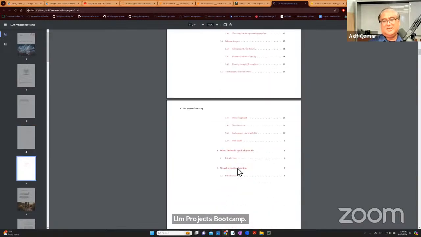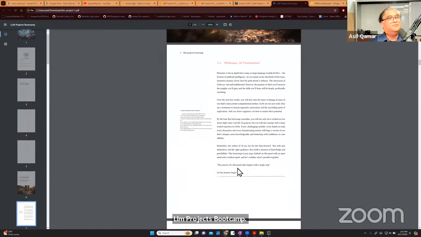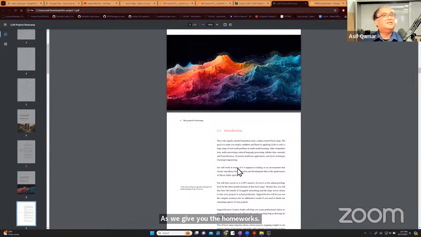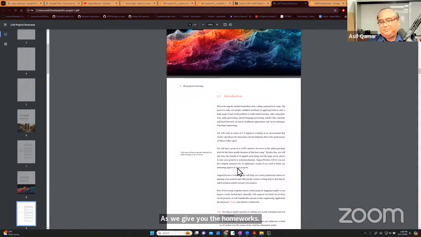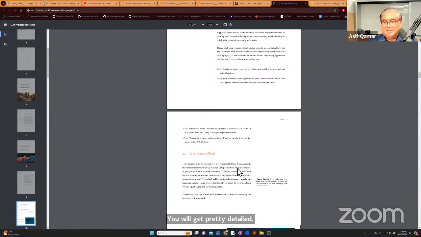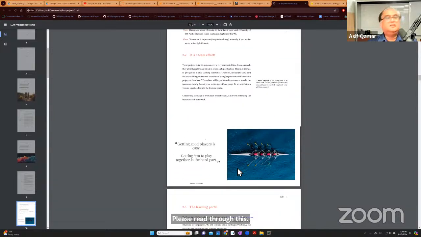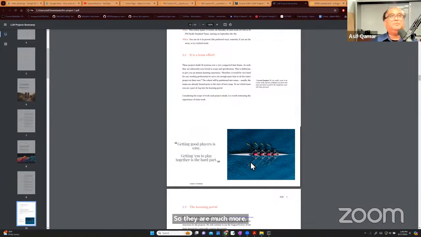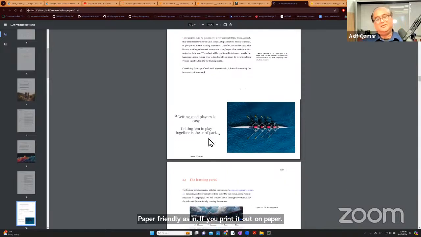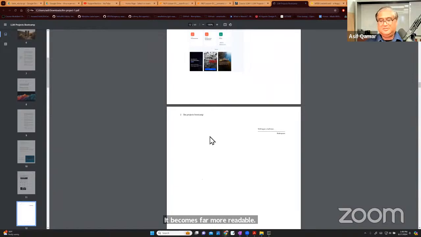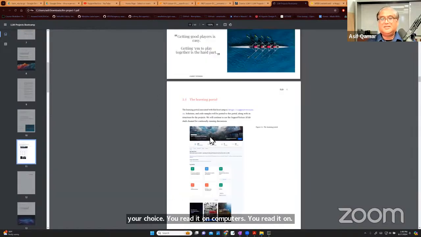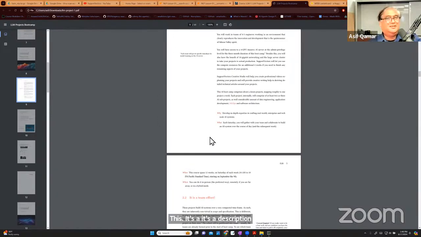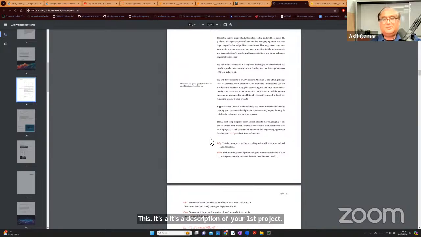And you will notice that as we give you the homeworks, you will get pretty detailed instructions. Please read through this. Obviously, the documents that I tend to write, I'm old school, so they are much more paper friendly, as in if you print it out on paper, it becomes far more readable, right? But your choice, you read it on computers. It's a description of your first project. And I will walk you through the project.